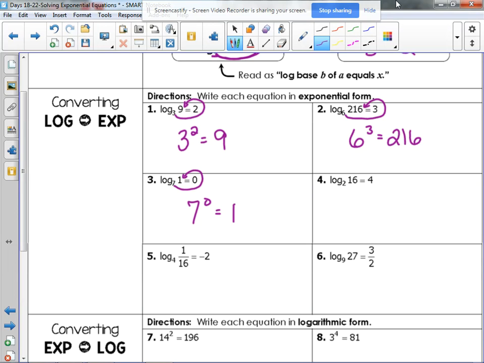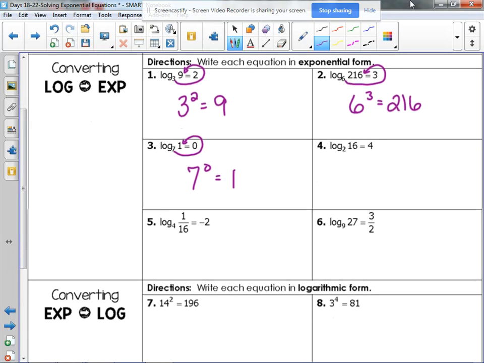We've been dealing with these properties of exponents. We've talked about when we multiply like bases, we add exponents. When we divide like bases, we subtract exponents. Power to a power, we multiply. Here's another property. Anything raised to the 0 power is equal to 1.